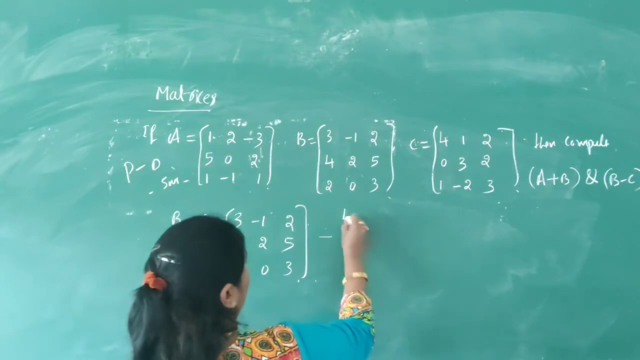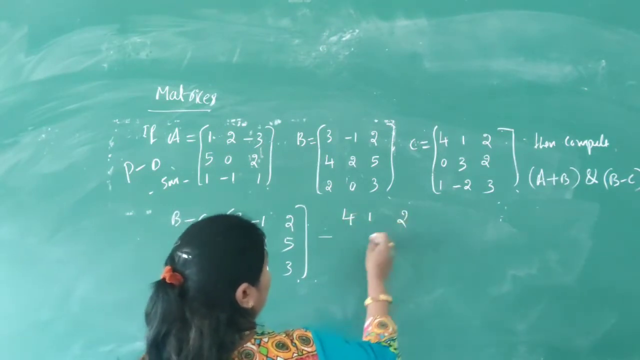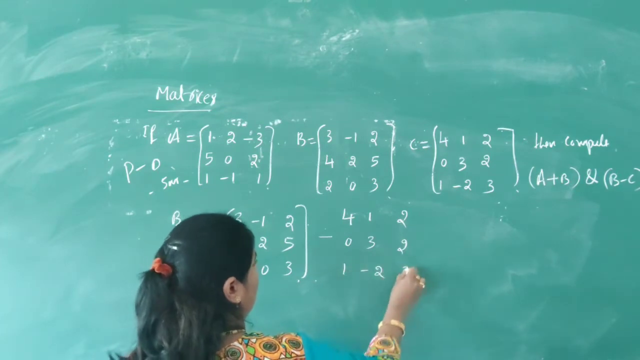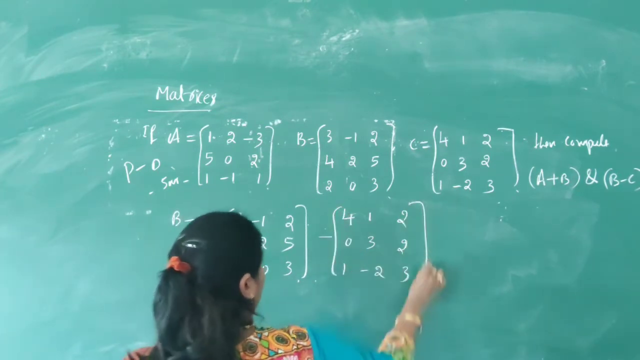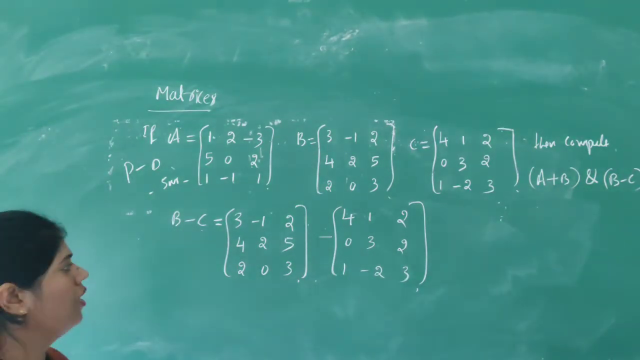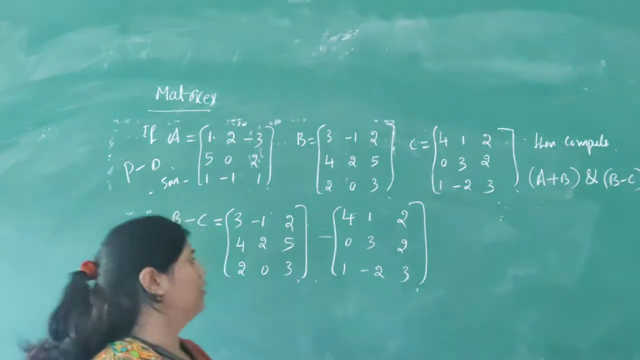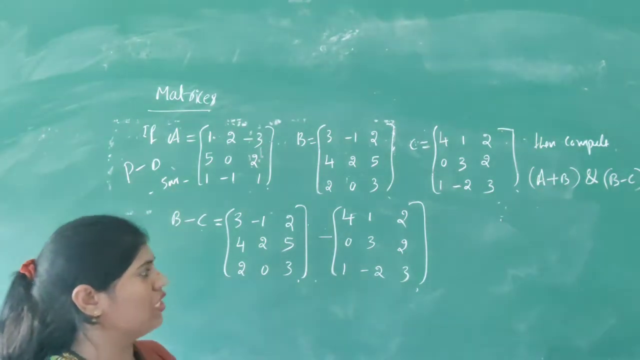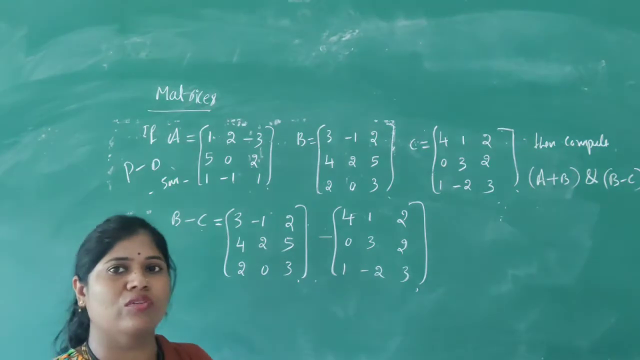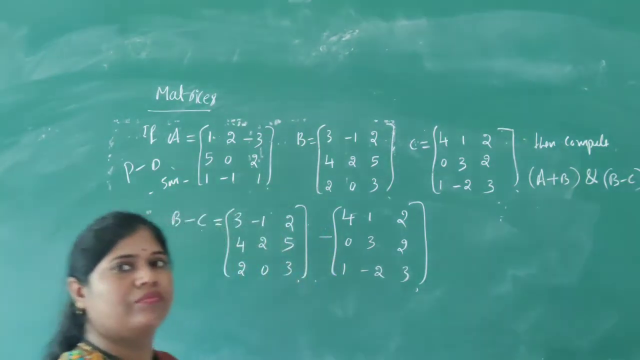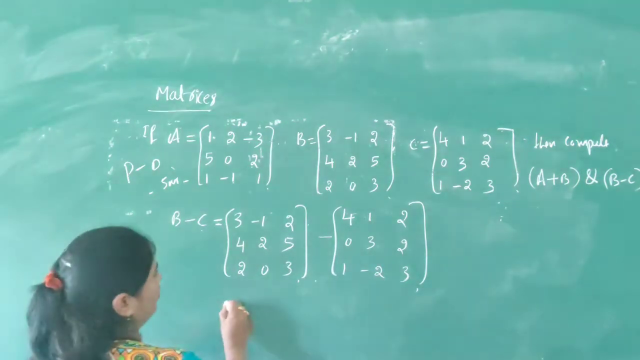What is C value? 4, 1, 2, 0, 3, 2, 1, minus 2, 3. So 3 minus 1, 2. So it's 2, 0, 3. We have to subtract B minus C. So, how will it be?